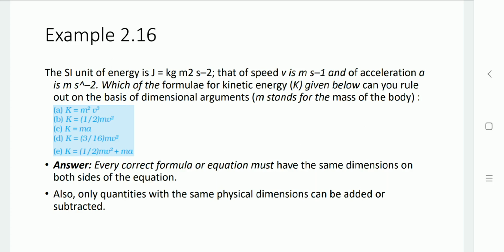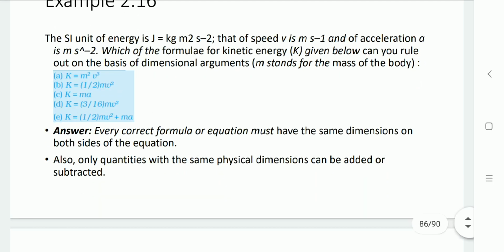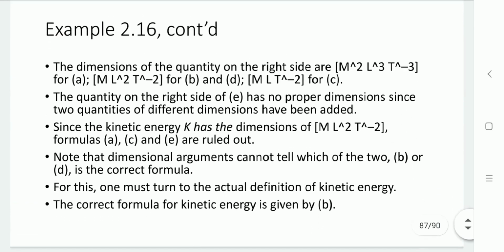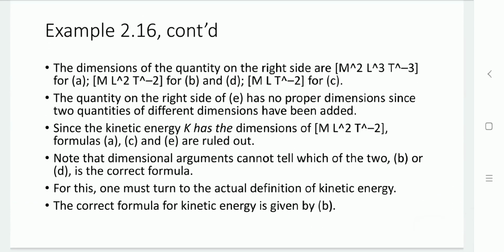So here B and D both have the same dimension on the right hand side. So this can be defined as dimensionally correct for B and D both. But the correct equation is B, that is 1/2 mv square. So this is how we can define its correctness by its dimension equation. Clear?